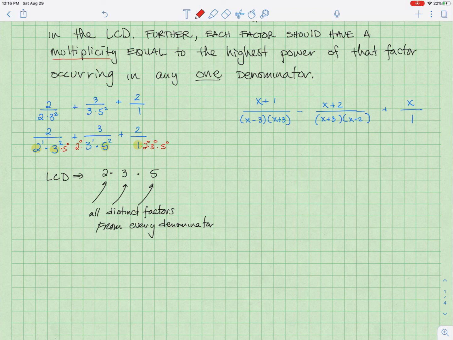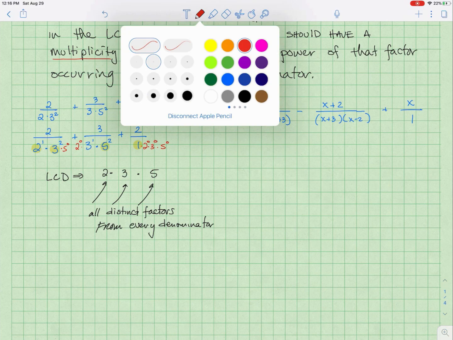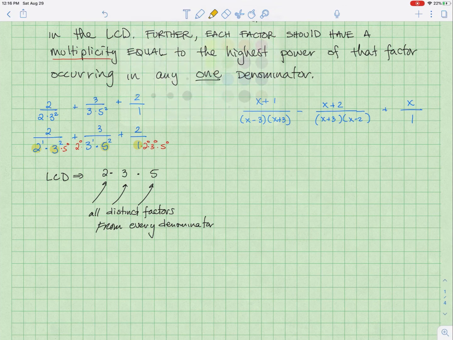And so of the 3 factors of 2 that I have, 1 for each denominator, and I'm including this 0 power of 2 here. So I have a 0 power of 2, a 0 power of 2, and a first power of 2. So the highest of those 3 is that first power, so that's the power that I'm going to put on 2 for my LCD.